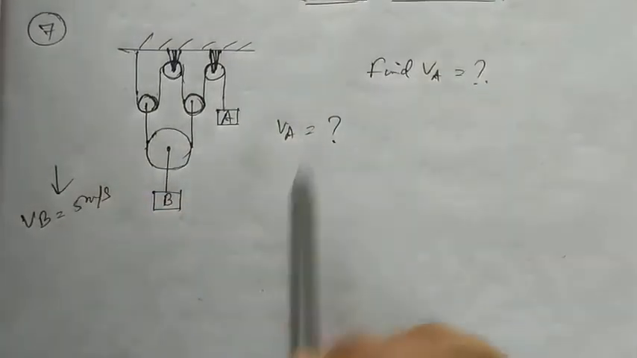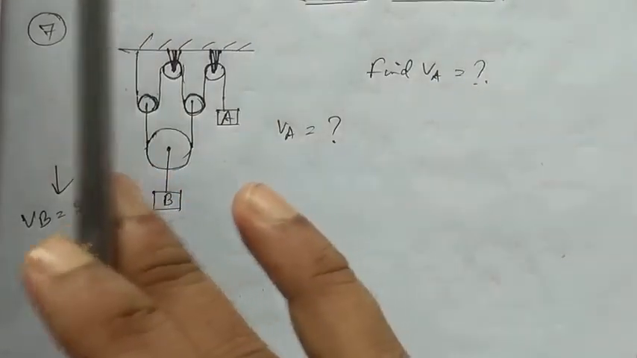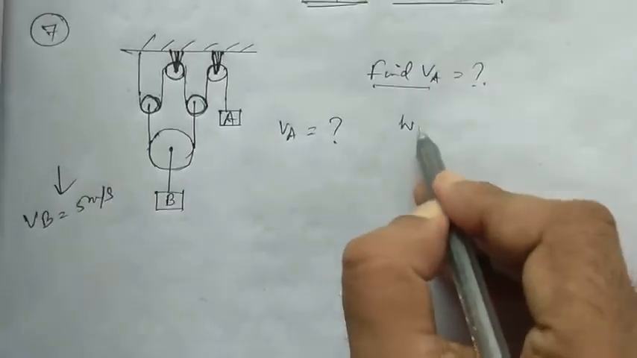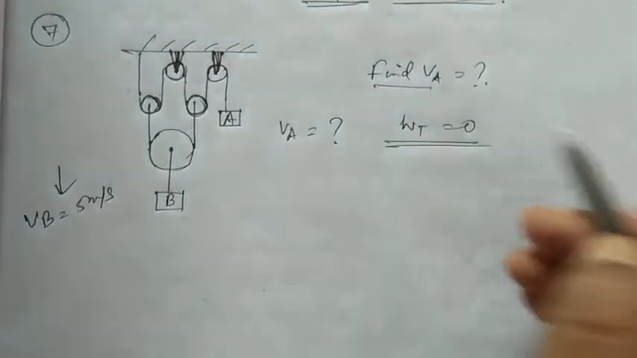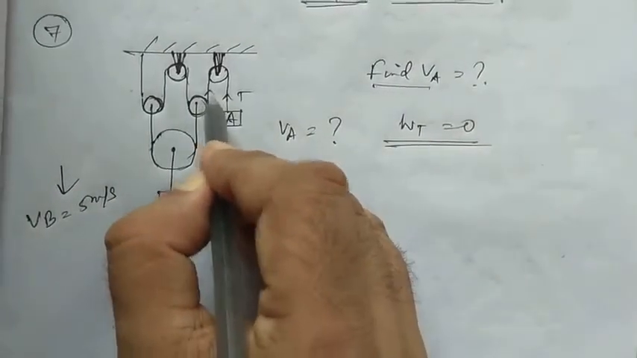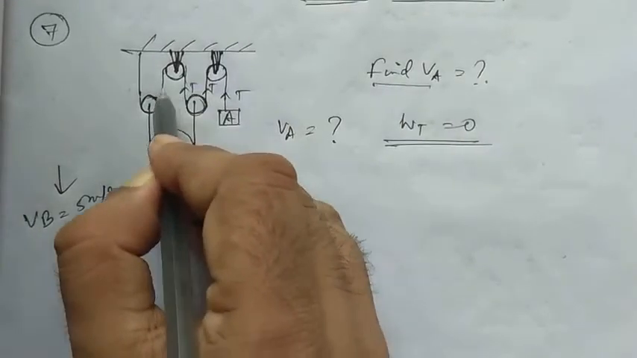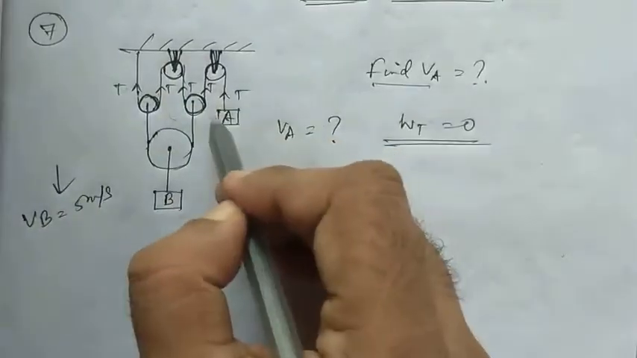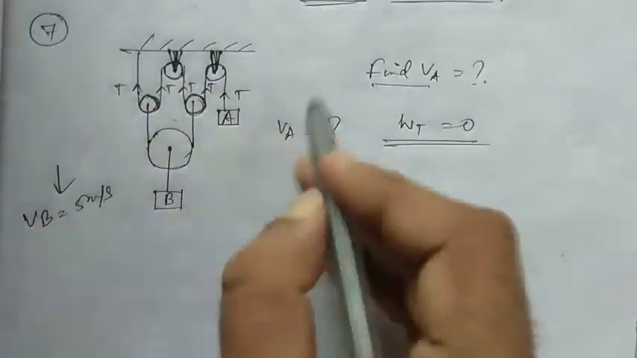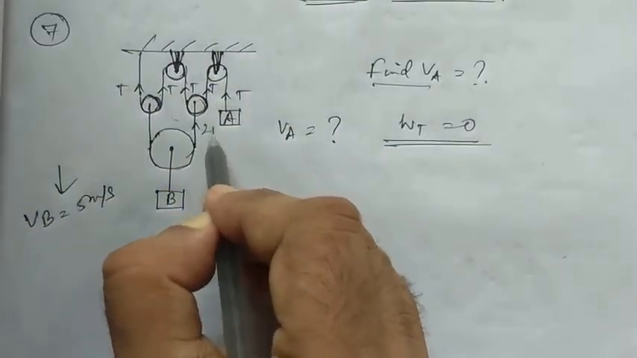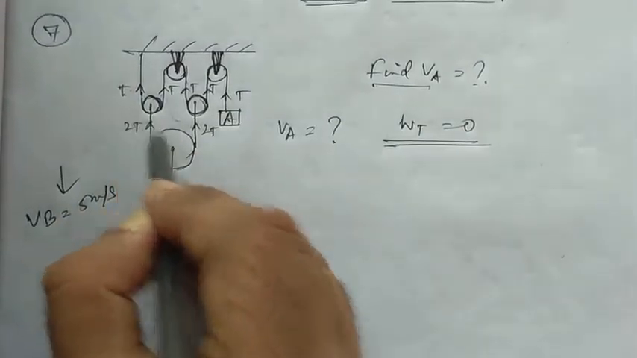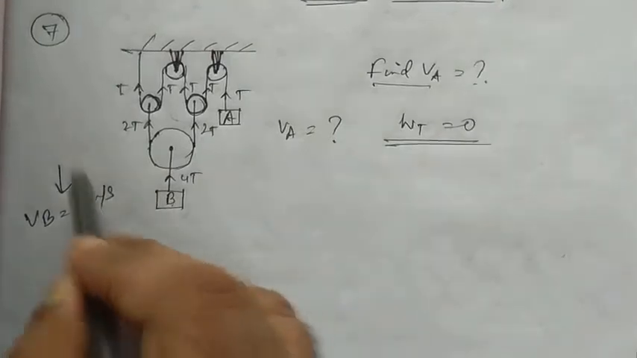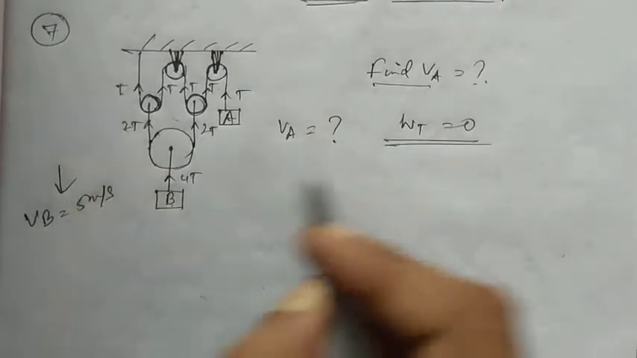Here another problem similar to the previous problem. Find VA. So WT is equal to 0. We'll apply this principle. Now this is T, this is T, same rope, so all tensions are same. This is a single rope or the longest rope, tension is same. Now T plus T becomes 2T here and T plus T becomes 2T here. So 2T plus 2T becomes 4T here. This block B moves down with the velocity of 5 meters per second.